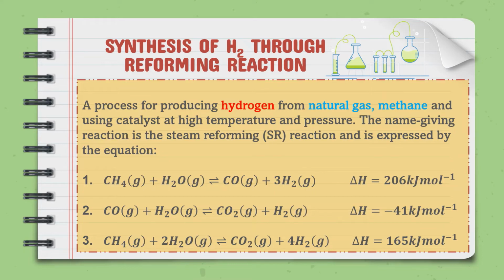Thus, these three are the equations for the reforming reaction that will occur in the reactor. The first one will produce carbon monoxide and hydrogen gas. It is an endothermic reaction. The second one will react again to produce carbon dioxide and hydrogen gas. It is an exothermic reaction. And the last one is an endothermic reaction, and the reaction will give us carbon dioxide and hydrogen gas. This is called the reforming reaction.